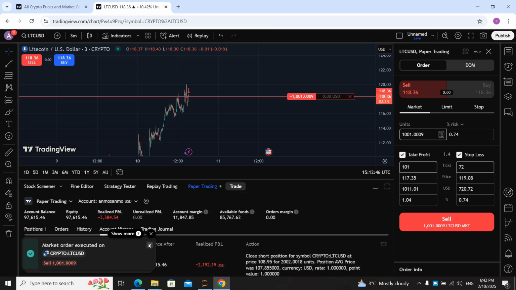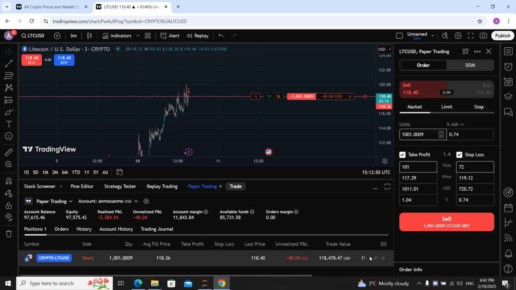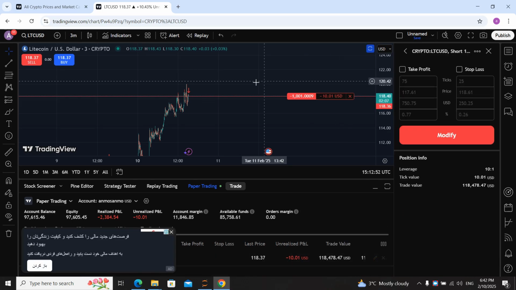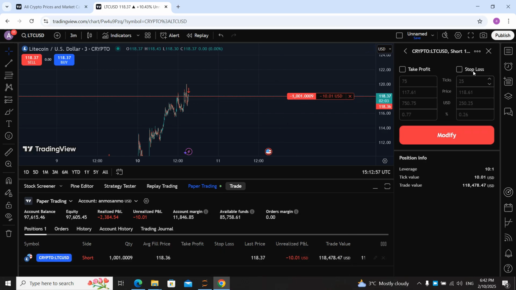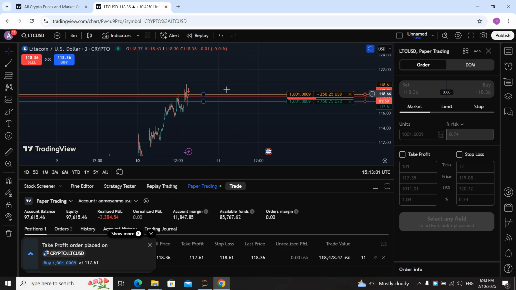Let's go to our paper trading. We have an open position here, I think. Okay, let's delete it. Let's make it a stop loss and take profit. Modify that. Now we have a stop and take profit.